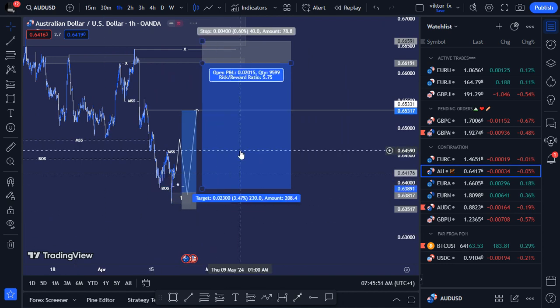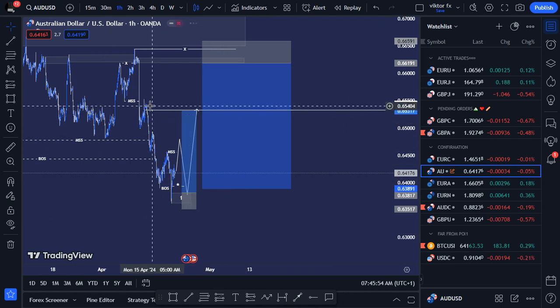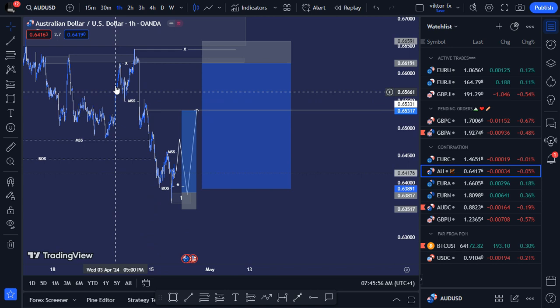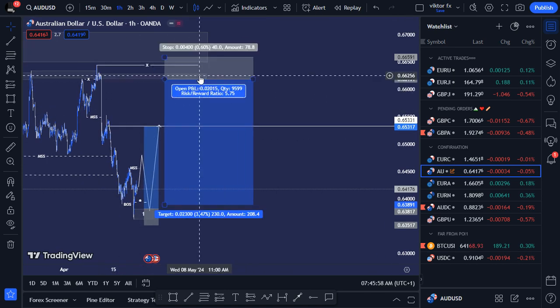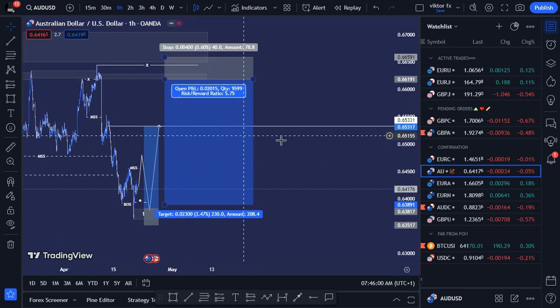Basically the same thing. But I think on this I'm just going to enter manually because price has already given us a market structure shift on this. I'm going to enter manually and sell down.